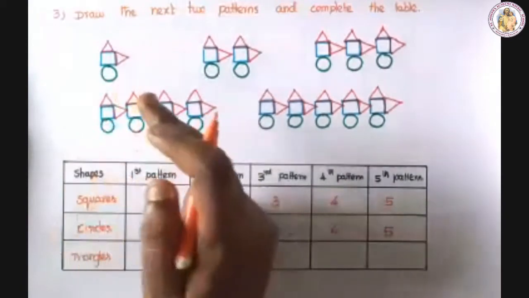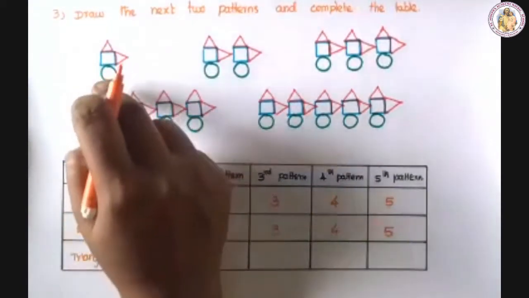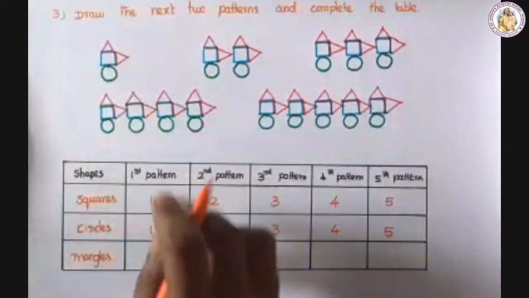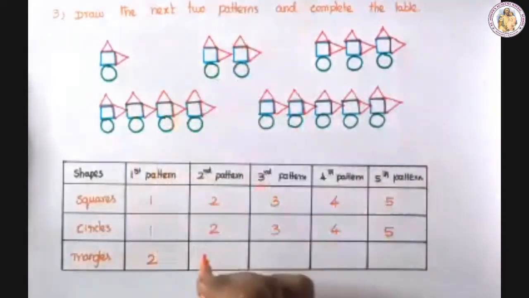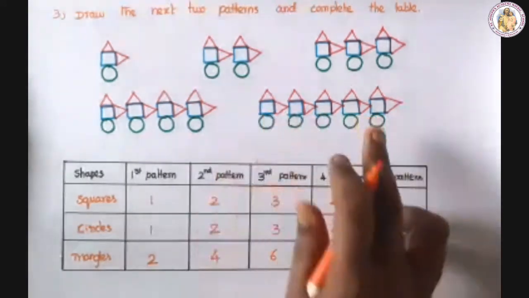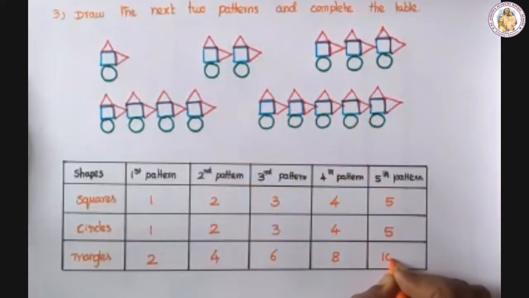Next, number of triangles in first pattern. 2 triangles. Second pattern, 2 twos are 4, and third, 6 triangles, fourth, 8 triangles, and fifth pattern, 10 triangles. That is the shape pattern.